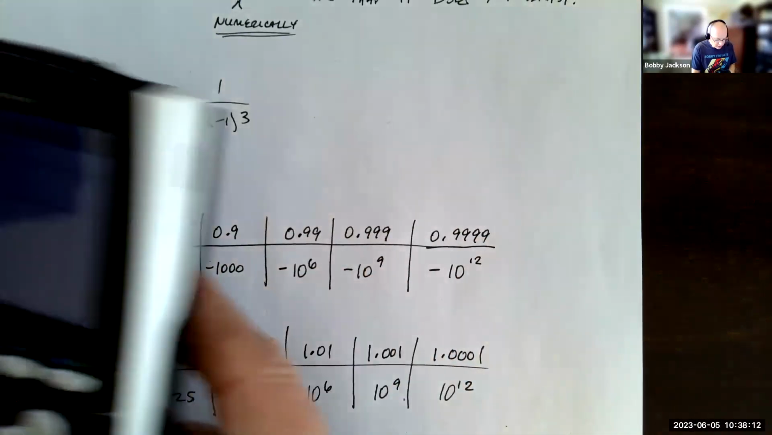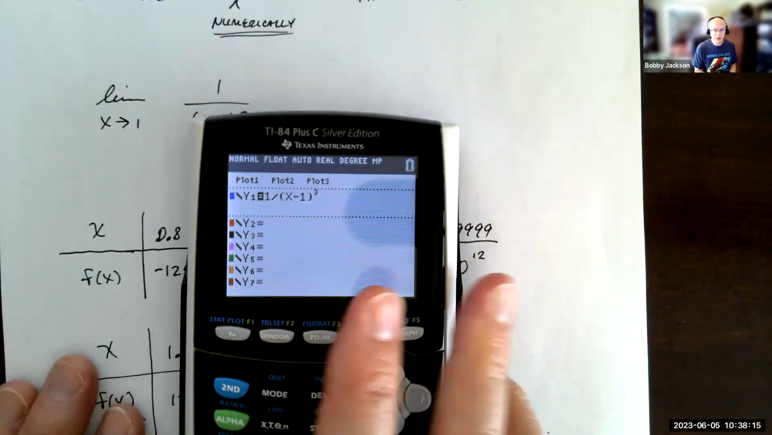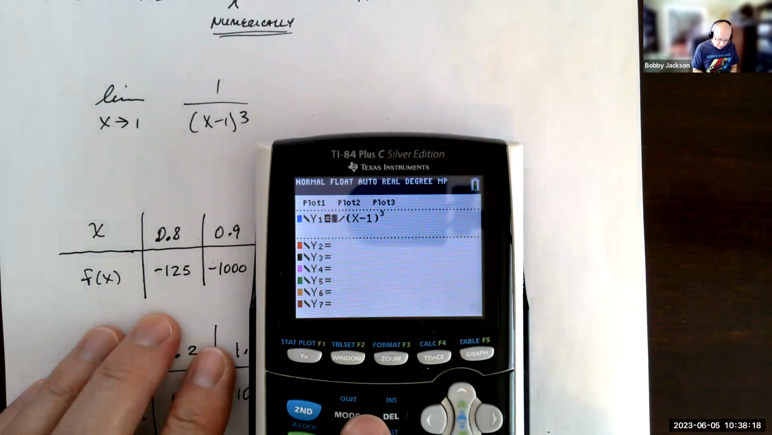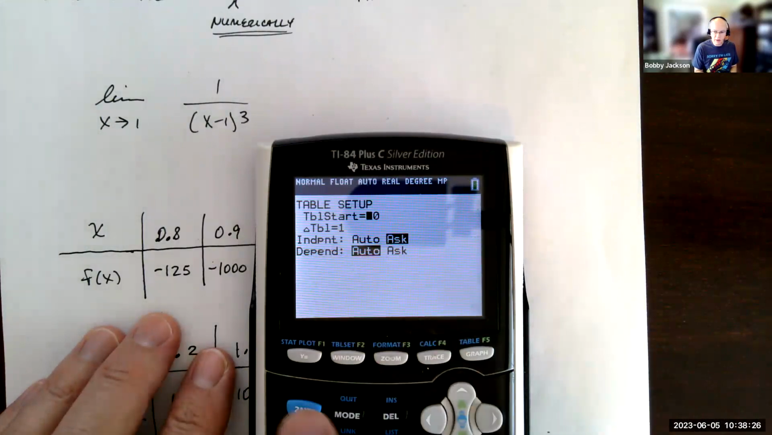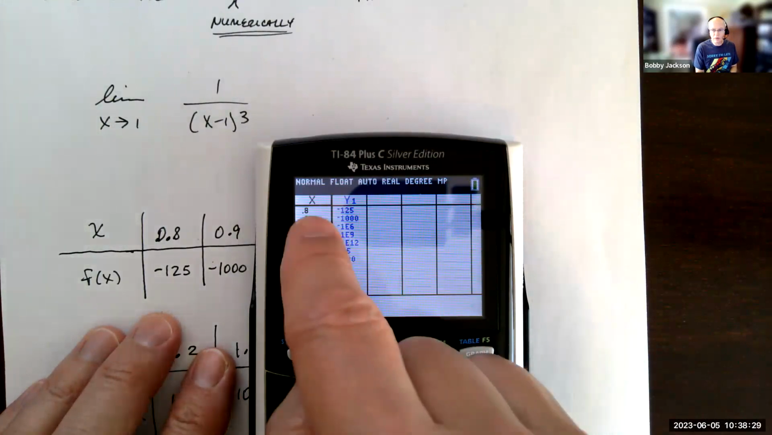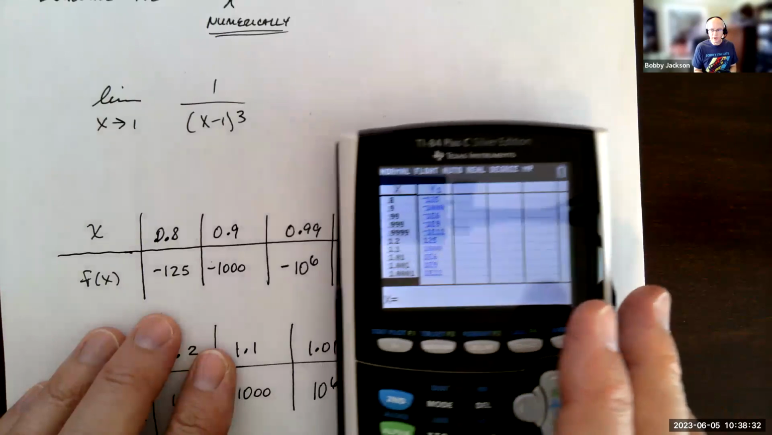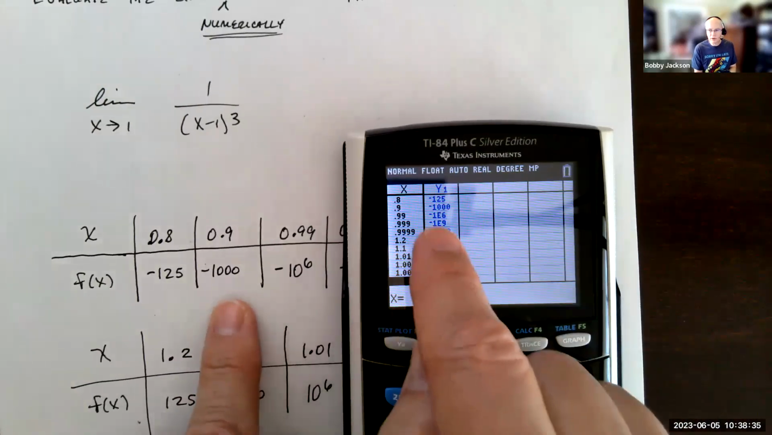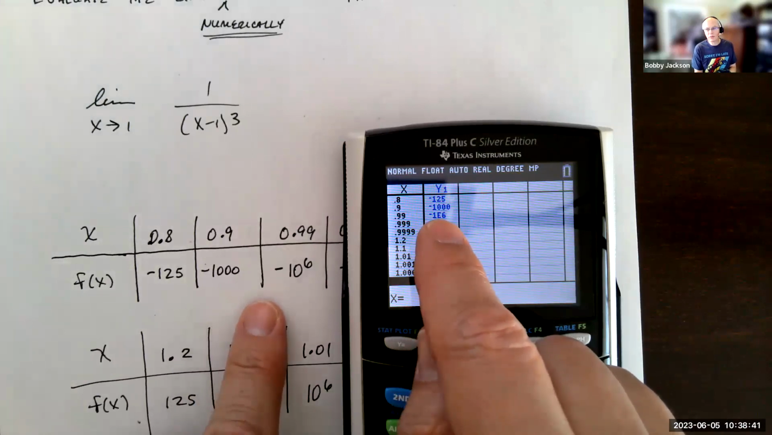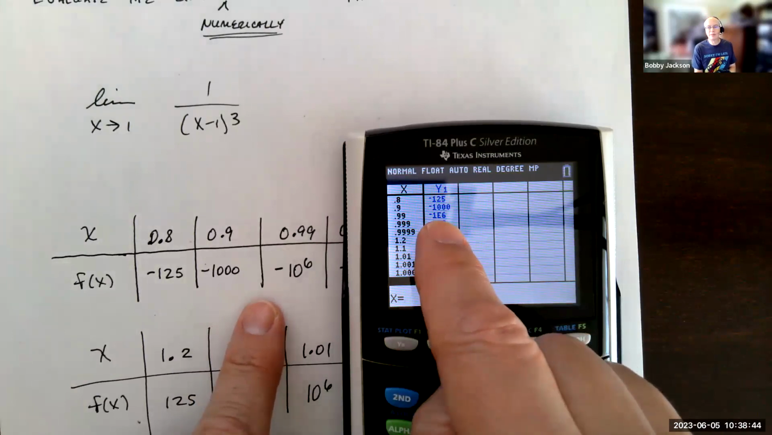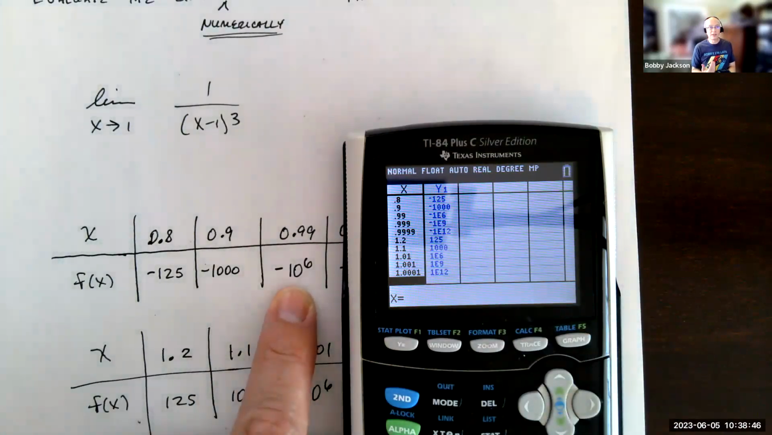And when I use my calculator to evaluate this, here's the expression. Making sure under table setup that the independent mode is ask, but dependent is auto, I can now plug in my own values, and that's what I've done, and I get the outputs. And so here's the value, and notice by the time I get to 0.99, I get -1 E6. Remember that E in the calculator means scientific notation. This is -1 times 10 to the 6th power, which is a 1 with 6 zeros after it, right? So it's -1 million.